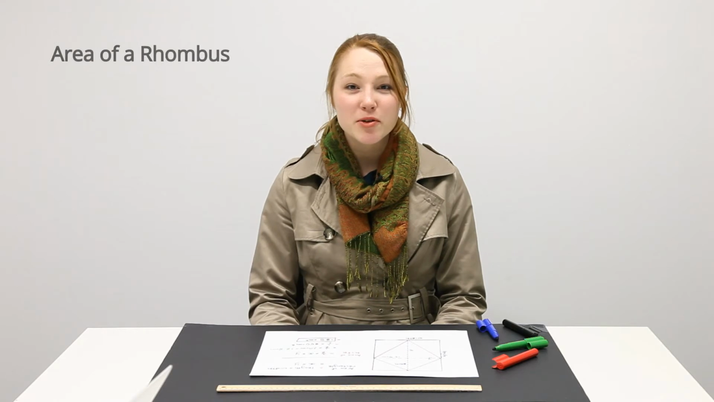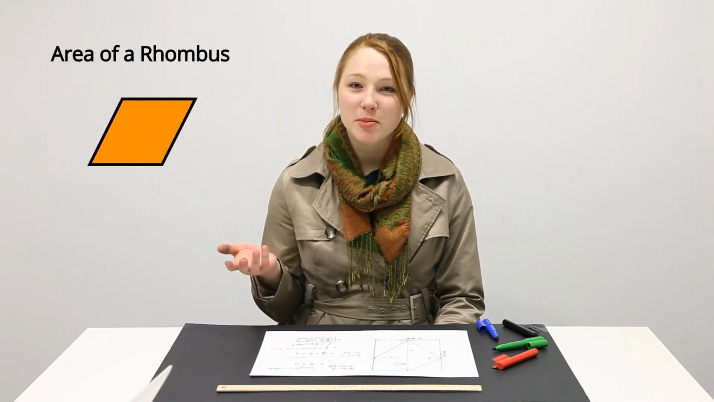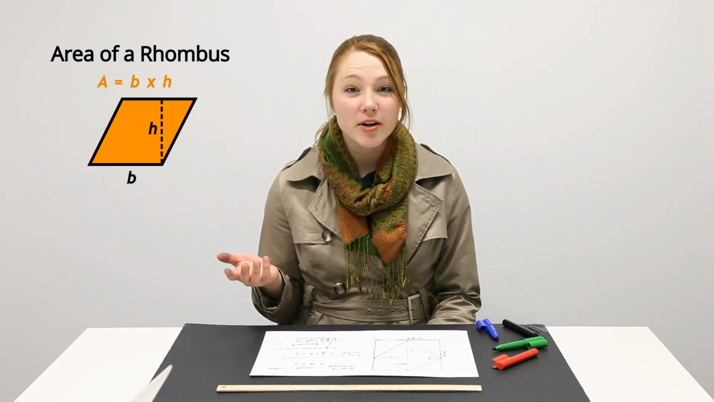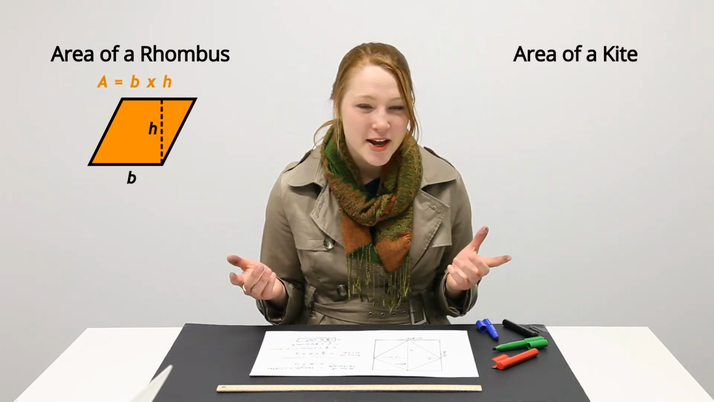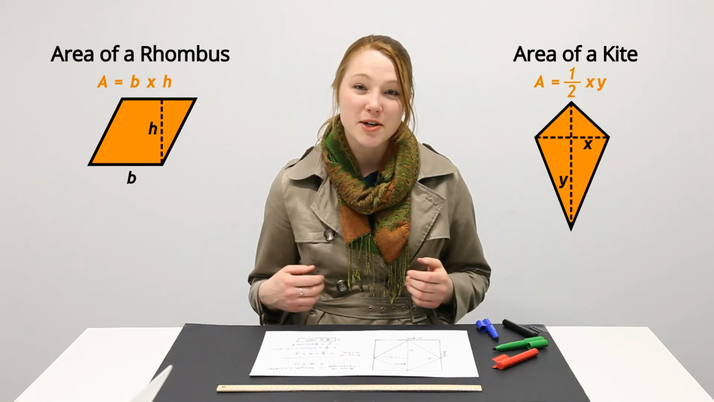So the area of a rhombus can be found in the same way as a parallelogram, by multiplying base times height, or in the same way as a kite, by multiplying the diagonal lengths together and then dividing the result by 2.